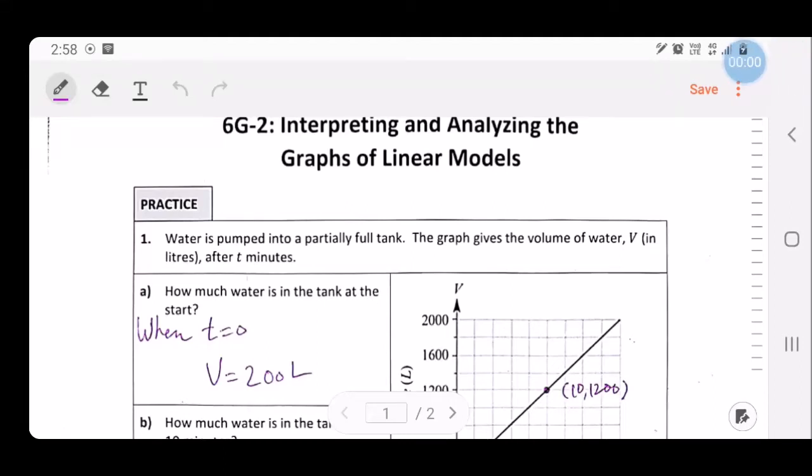G'day guys. All right, so this is our second lesson on linear modeling. Second of 3 lessons. Remember, linear modeling is a specific type of mathematical modeling, which we talked about last lesson, that deals with linear relationships, straight line relationships, okay? And we're just going to do a couple of very typical questions. This is exercise 6G part 2.